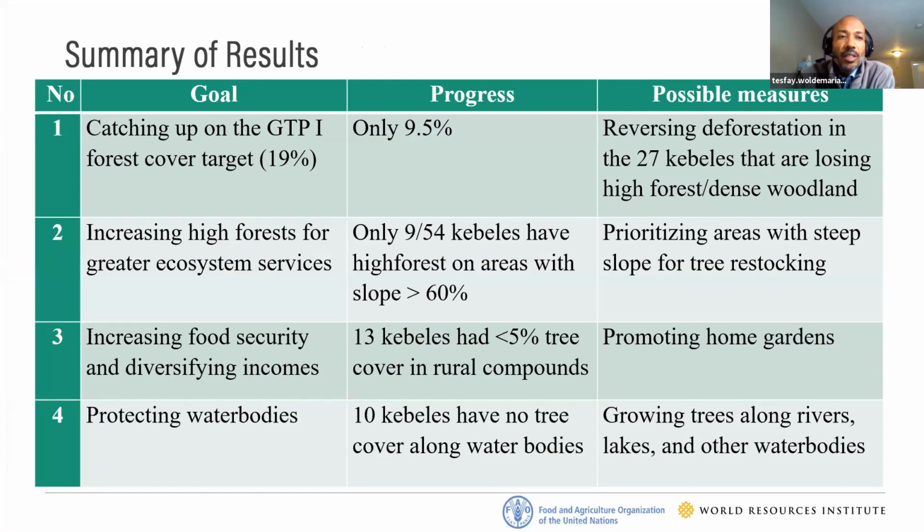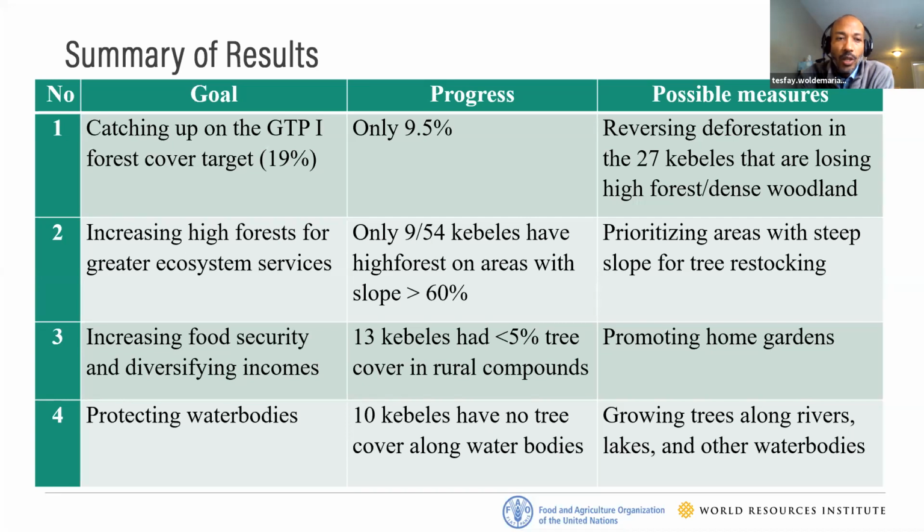In the summary, there are the goals, the progress, and then the possible measures. These are recommendations, like for instance, catching up to the GTP2, the Growth and Transformation Plan. The forest cover target is to increase to 19% from whatever the current state, and the progress shows 9.5. Recommendations are like reversing deforestation in 27 Qebelias. Those are losing forest. We saw that deforestation is going on in forest and dense woodlands. Also increasing forest, high forest ecosystem service, and only 9 of the Qebelias have high forest in the areas. So change on those areas with slope more than 60% would help.